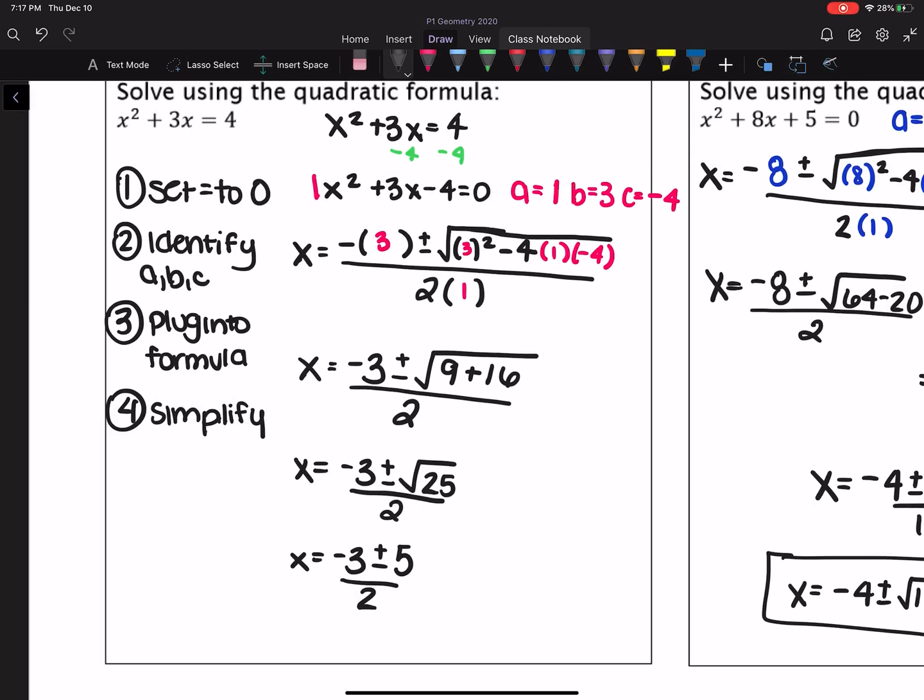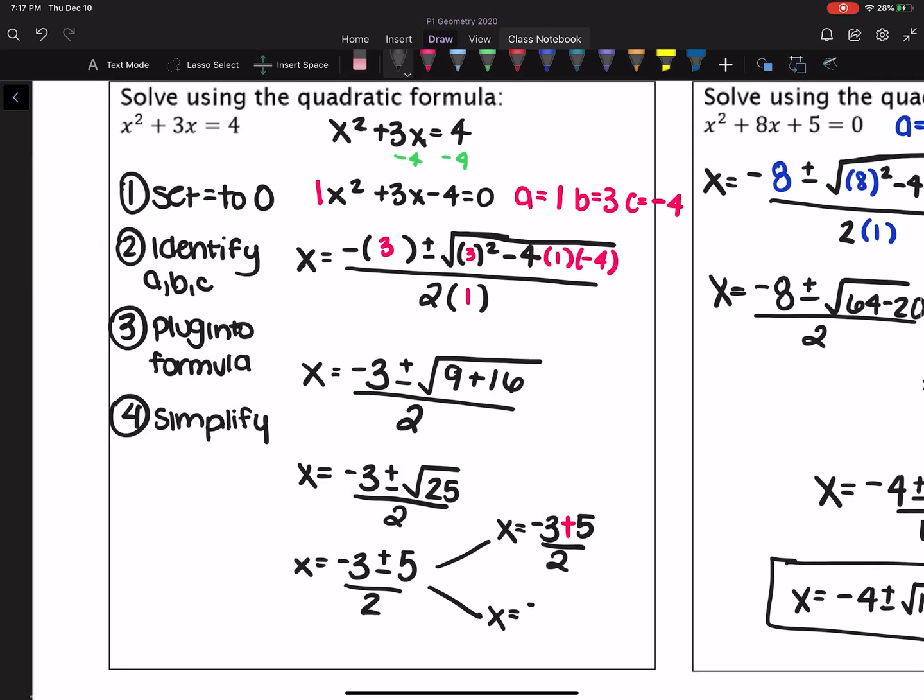From here, since we have all real numbers in our solution, I can separate this plus and minus sign to identify my 2 unique solutions. So I have negative 3 plus 5 for my first solution, which is divided by 2. And then in my second solution, I'm going to do the opposite sign, which is negative 3 minus 5 divided by 2.